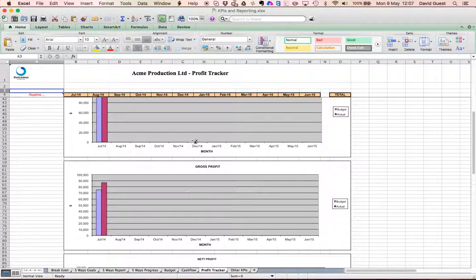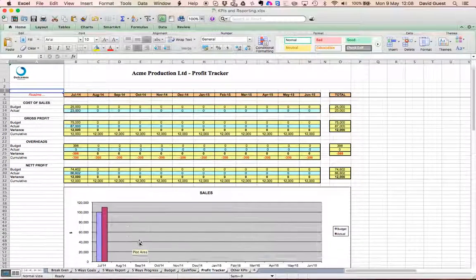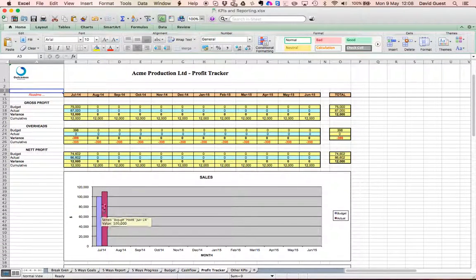Now, this is an interesting tab here, which is what's known as the profit tracker. And this is where we actually put the true figures in from a historical view versus what the budget had stipulated. So if we thought we were going to make 100,000 for June and the actuals were 110, we have a variance of 10, which actually puts us in the black. And you can see that in the graph that sales are exceeding the budget, which is good news.